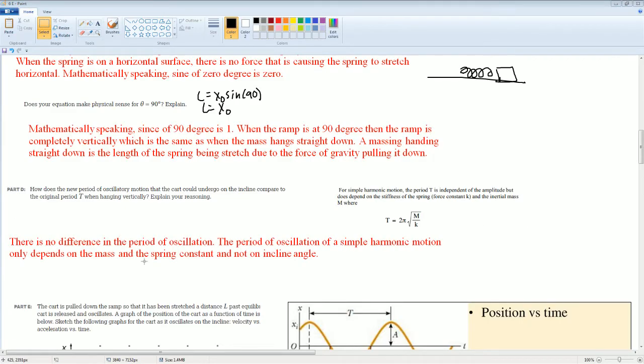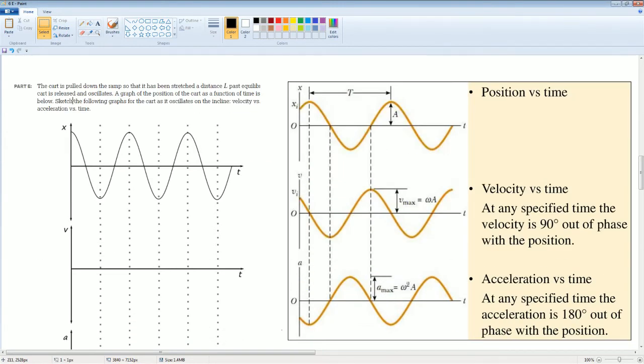So I wrote there's no difference in the period of oscillation. The period of oscillation of a simple harmonic motion only depends on the inertial mass and the spring constant, not on the incline angle. The incline angle doesn't do anything. Next, the car is being pulled down the ramp so that it stretches here.